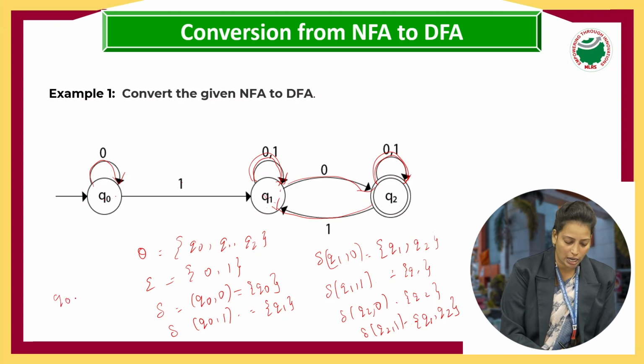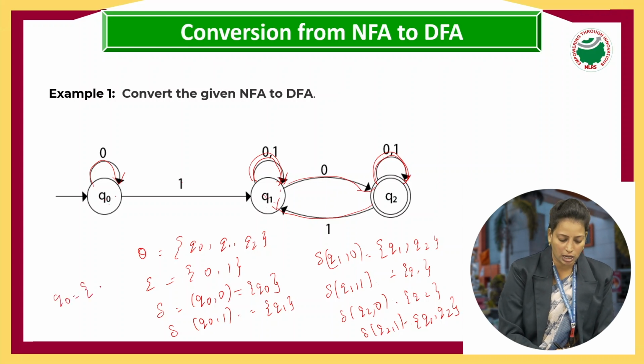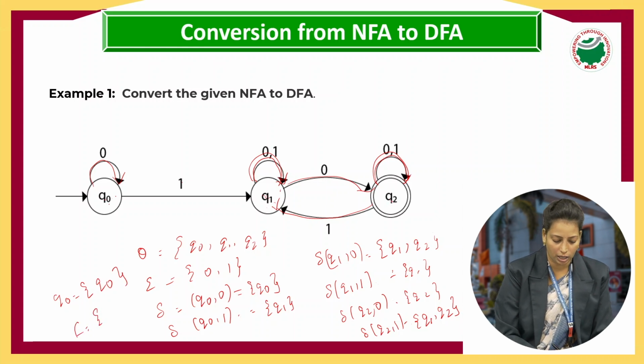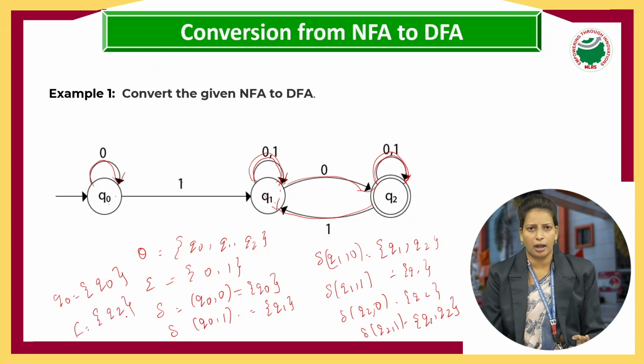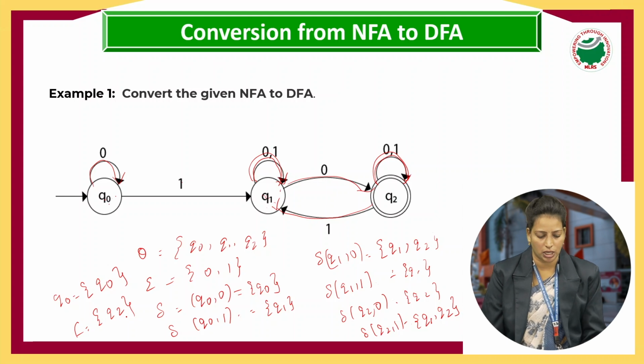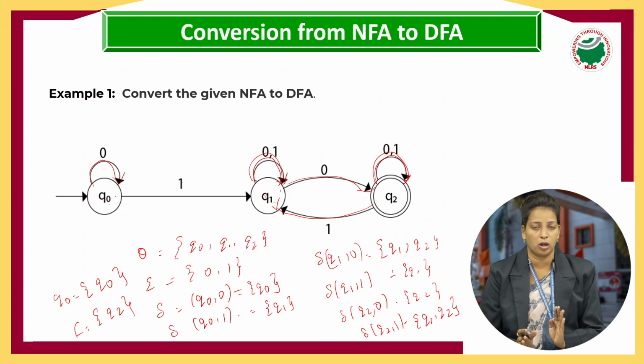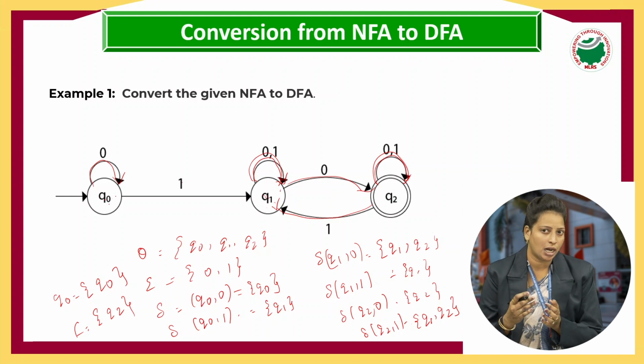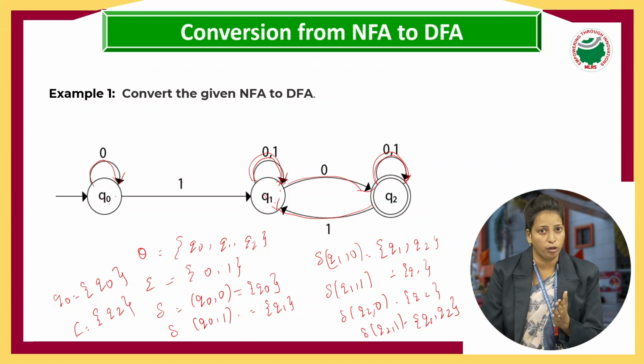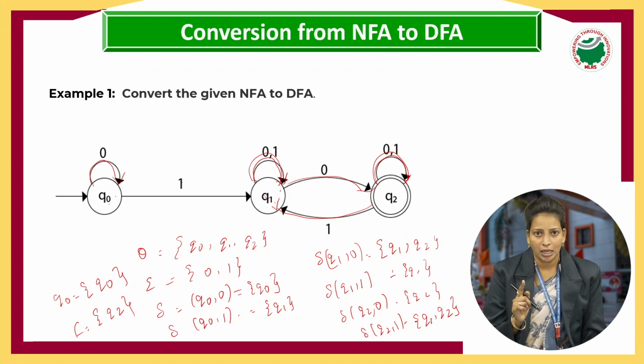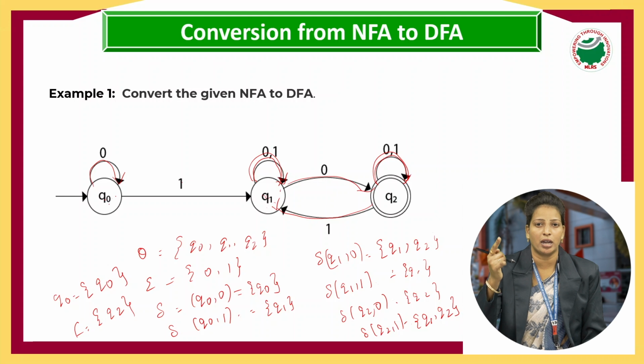Next, the initial state is Q0. The final state here is Q2. This is the NFA representation. Let us consider this example to convert NFA to DFA. How do we say that this example is an NFA? I already told you, right? One input symbol has more than one next state.